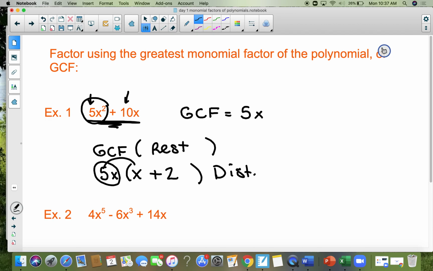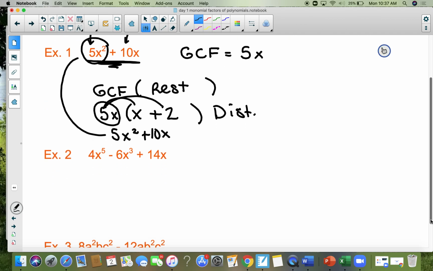5x times x is 5x squared. 5x times 2 is 10x. Do you see that this and the one up above are exactly the same answer? So I know I did my problem right. Okay, the next one. You have another polynomial.